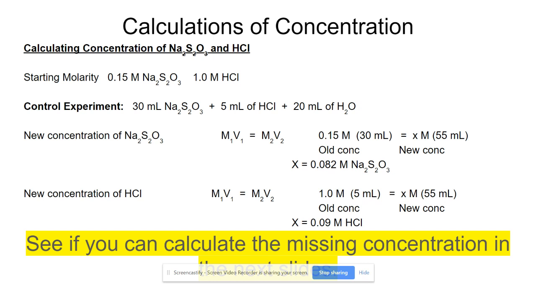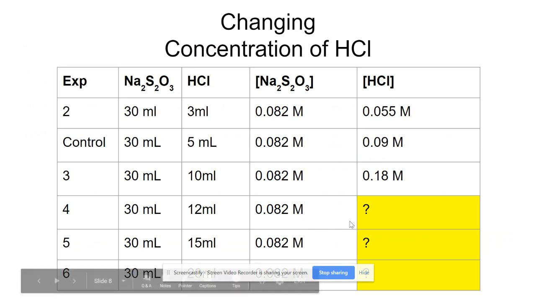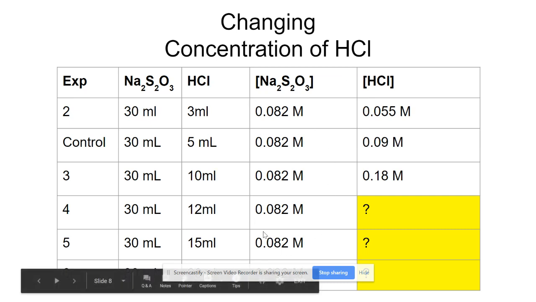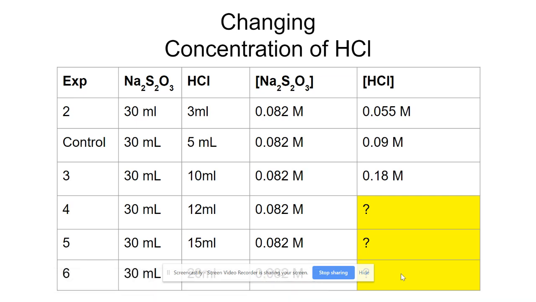All right, so here are the data for the changing concentration of HCl. I just showed you how you could calculate the control and see how, if we're changing the concentration of HCl, after you calculate the concentration of thiosulfate, they should stay the same. The only thing that is changing should be the concentration of HCl. So take your time to calculate for experiment 4, 5, and 6 the concentration of HCl. And once you are done with that, you may check your answer with the next page.